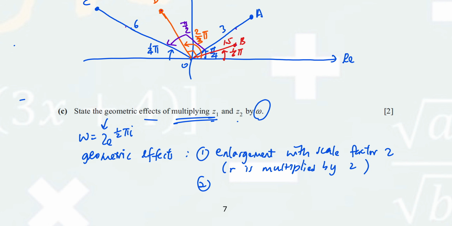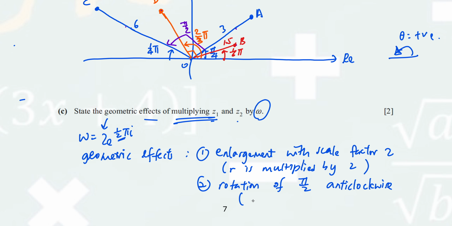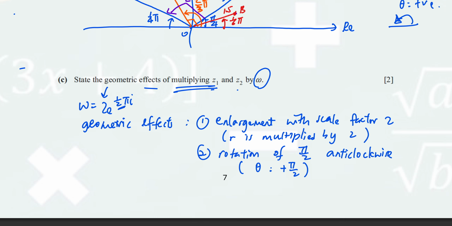Now the second one is going to be the theta with plus. When it is plus, you must remember the angle is counted in this way. This is your theta positive. That means it is rotation. So here I will write rotation of half pi anti-clockwise, because the theta is plus half pi. Okay, so that's the geometric effects of multiplying a complex number by another complex number.